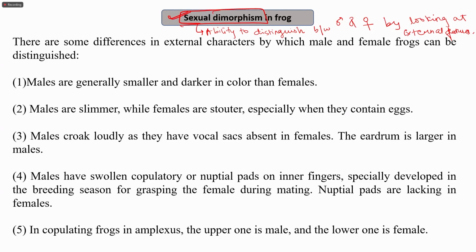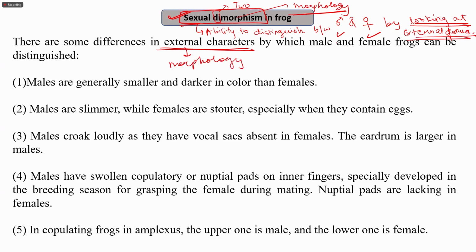Sexual dimorphism: di means two, and morphism means morphology. So when we are able to differentiate between the morphology of the two, that is the males and females, by looking at the external characteristics or the external features, the process is known as this. These differences are known as sexual dimorphism. We know external characteristics means morphology. So there are some differences in the external characteristics by which male and female frogs can be distinguished.